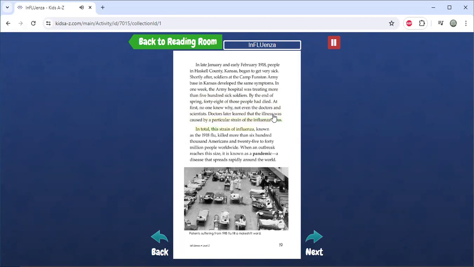In total, this strain of influenza, known as the 1918 flu, killed more than 600,000 Americans and 25 to 40 million people worldwide. When an outbreak reaches this size, it is known as a pandemic, a disease that spreads rapidly around the world.